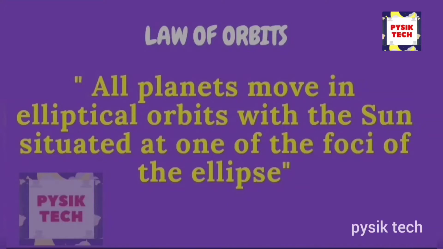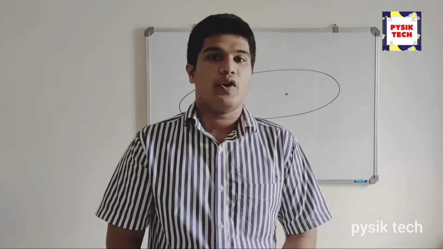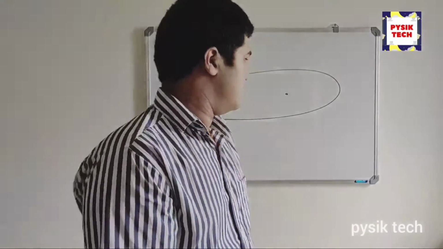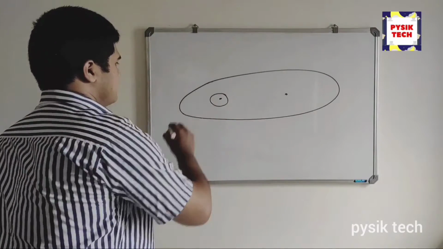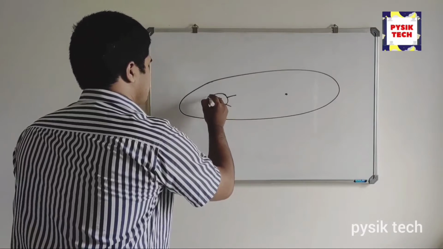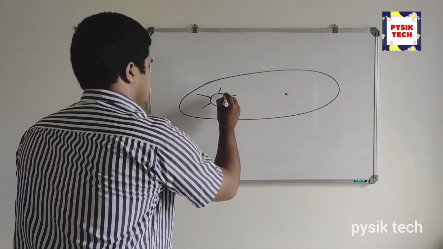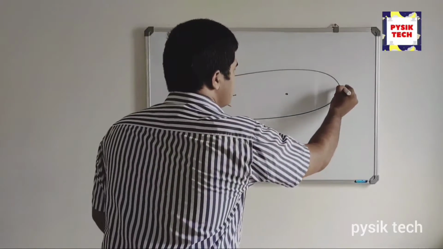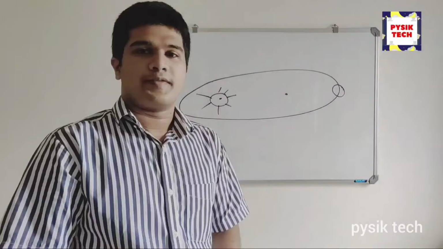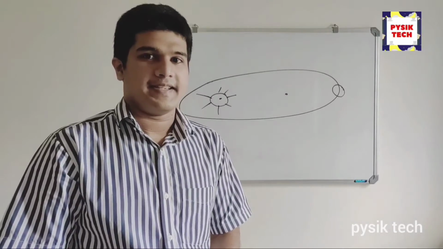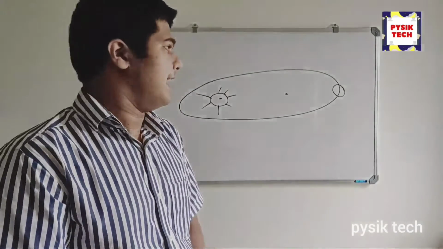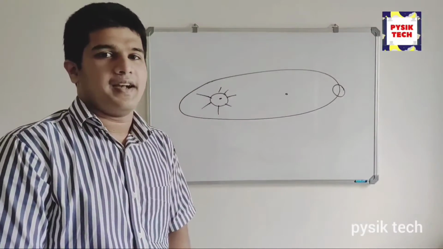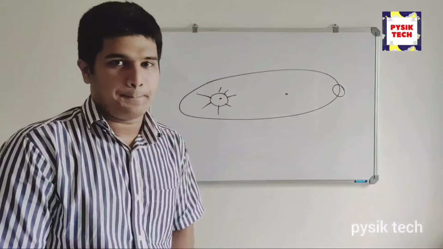Kepler's first law is known as the law of orbits. What is the law of orbits? Here I am putting our Sun at a focus, and the planets revolving. The first law of Kepler says that the Sun is situated at a focus and the planet is revolving through an elliptical path.